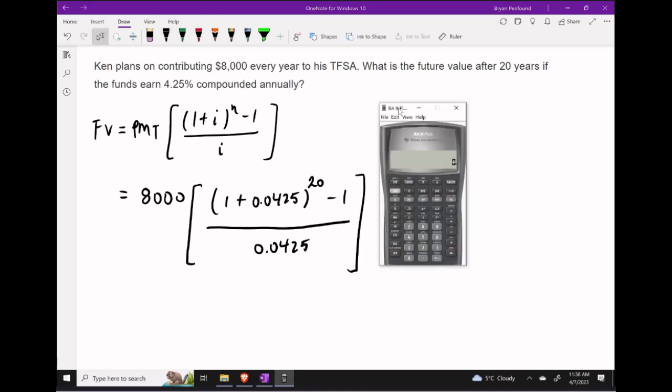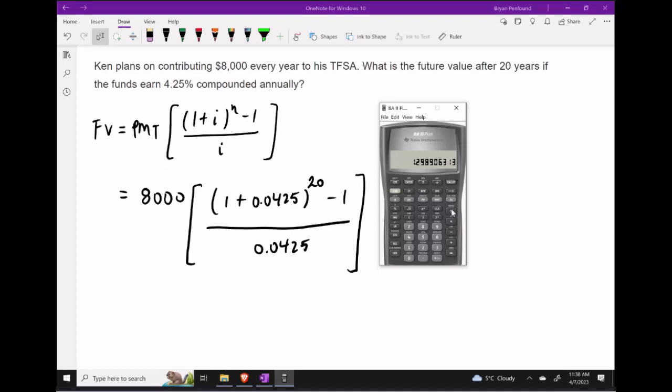Our last step is trying to get this into the calculator to get a final future value. Let's begin inside the numerator of the bracketed fraction expression. So we're going to go open bracket 1 plus 0.0425. We're going to close that bracket and raise this to the power of 20 and then subtract 1. I'm going to hit the equal sign here. This is the decimal number that represents the numerator of our fraction.